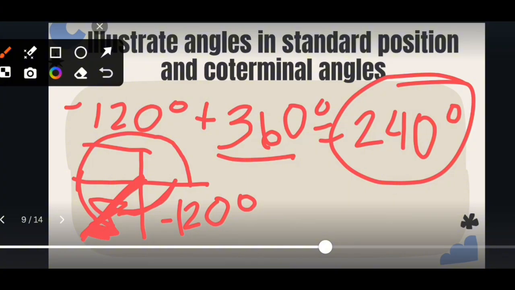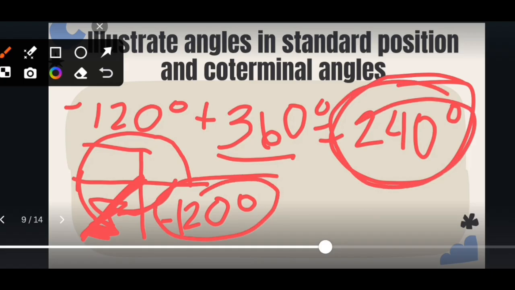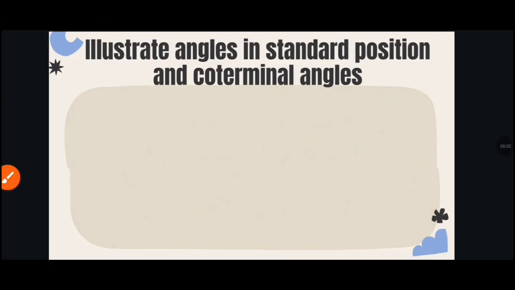So, ayun. Both negative 120 degrees and 240 degrees end up at the same spot in quadrant 3. They just rotated in different directions. So, our final answer is 240 degrees is the positive coterminal angle of negative 120 degrees. And now, let's work with radians.